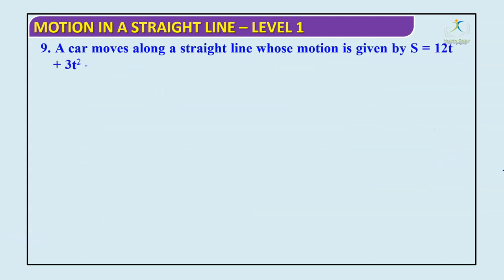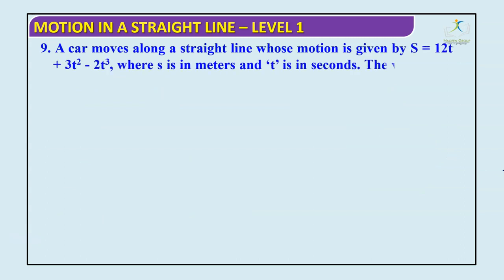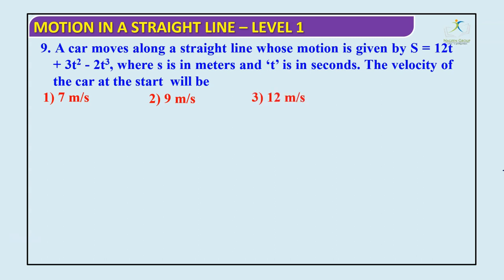Next question is, a car is moving along a straight line whose motion is given by s is equal to 12t plus 3t square minus 2t cube, where s is in meter and t is in second. The velocity of the car at the start will be 7 meter per second, 9 meter per second, the third option is 12 meter per second and the last option is 16 meter per second. Now let's move to the solution part.